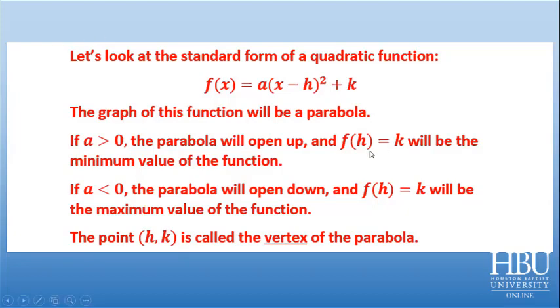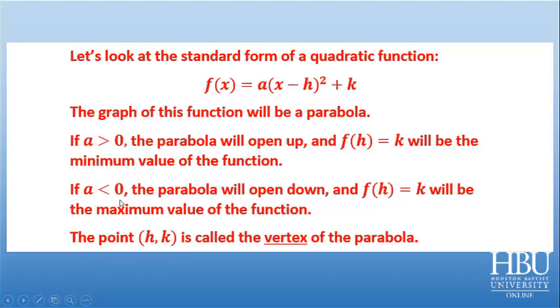Notice that if you substitute h for the x in this equation, you're going to have f(h) is a times (h minus h) squared. h minus h would be 0. 0 squared is 0, plus k. So when you substitute an h for the x into the equation, the value of the function at x equals h is equal to k.